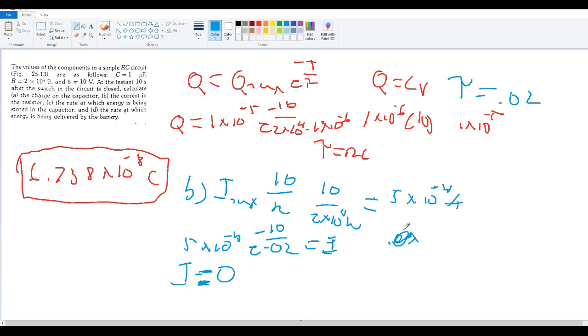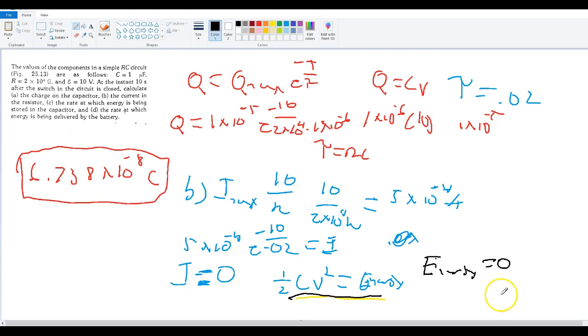Then we can look at the rate at which energy is being stored in the capacitor. 1/2 CV squared is equal to the energy. Even though this is true, since the capacitor's already been working for so long, it's essentially shut it down. So there's still a current, but it's really small, and the energy is still stacking, but it's also going to be negligible to the point where it's essentially 0.